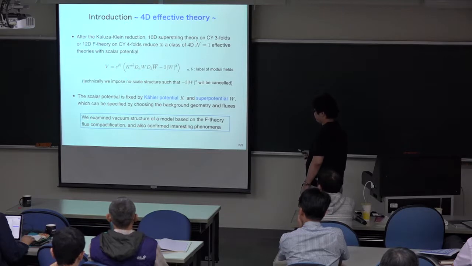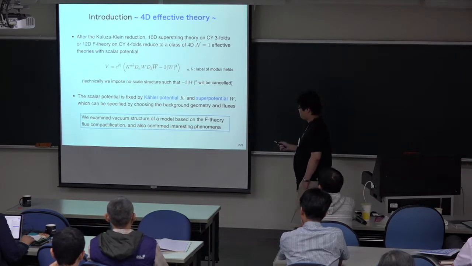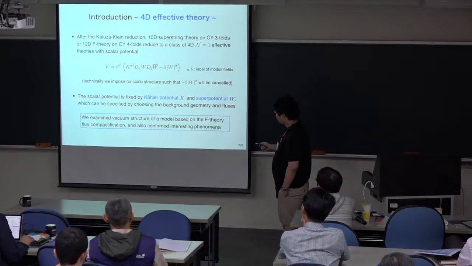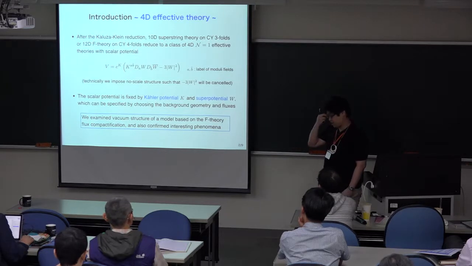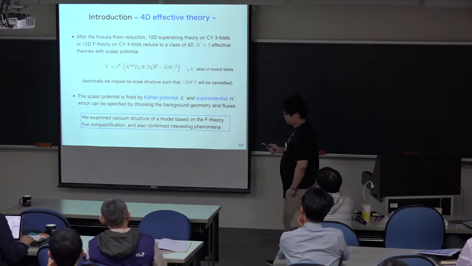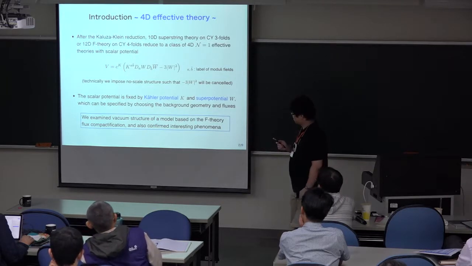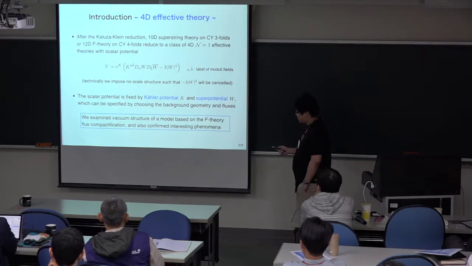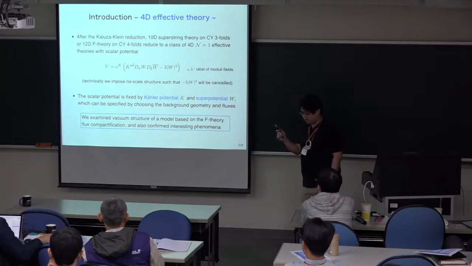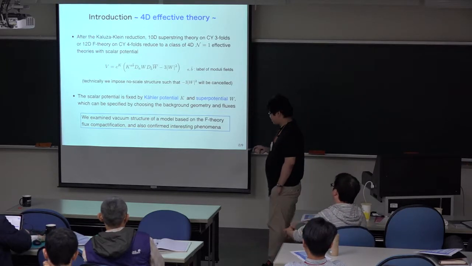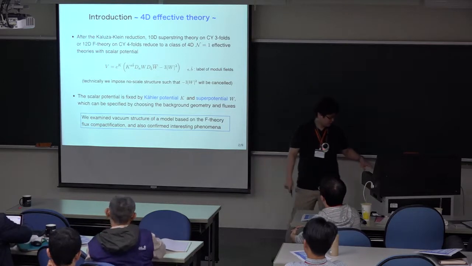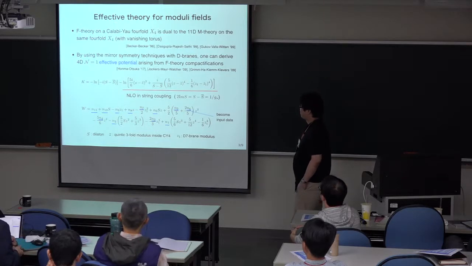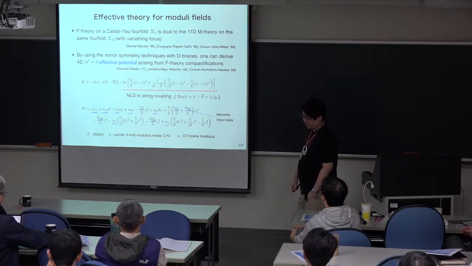And this scalar potential is completely fixed by the Kähler potential K and superpotential W. And they are completely specified by choosing the background geometry, say, a Calabi-Yau manifold, and specifying the background integer fluxes. And especially, we examined the vacuum structure of a model based on F-theory flux compactifications, and studied their vacuum structures, and found an interesting phenomenon. This is my talk. And this is a complete model that we studied.